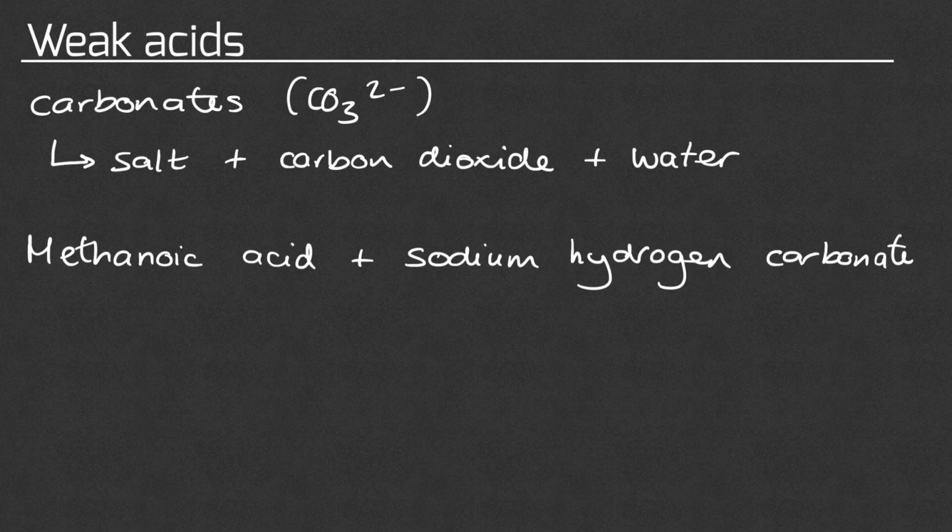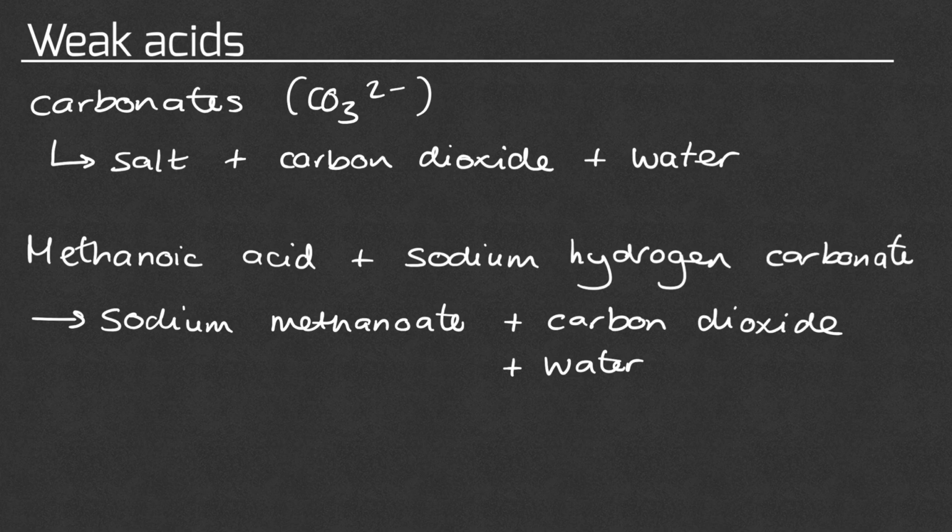We'll look at a second example, this case in reacting carboxylic acids with hydrogen carbonates. So if we look at the reaction of methanoic acid with sodium hydrogen carbonate, this should produce exactly the same types of products, a salt, carbon dioxide, and water. So in this case, we'd produce sodium methanoate, carbon dioxide, and water. And again, we'd need to be able to write a simple equation for this.